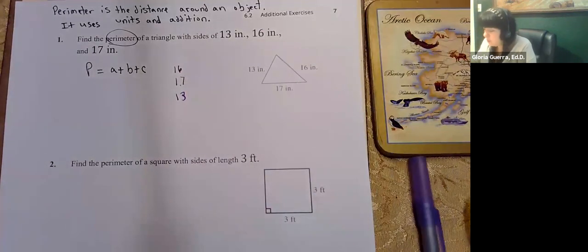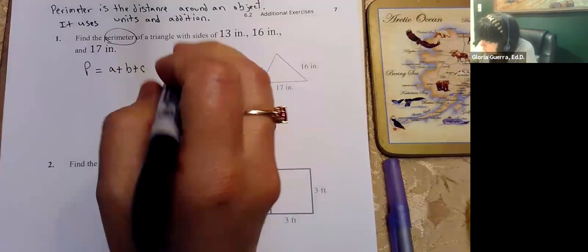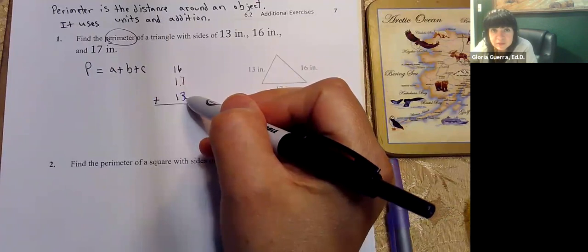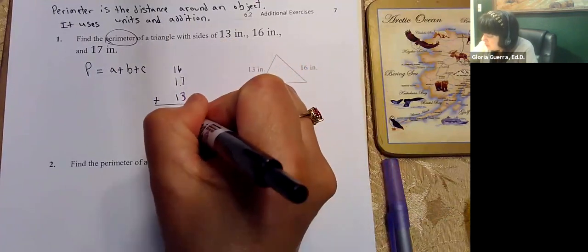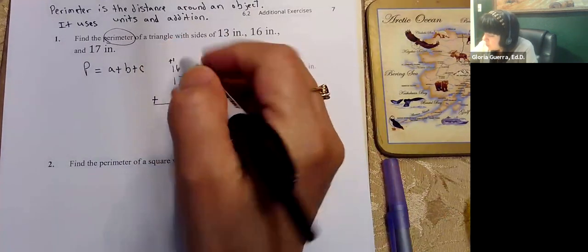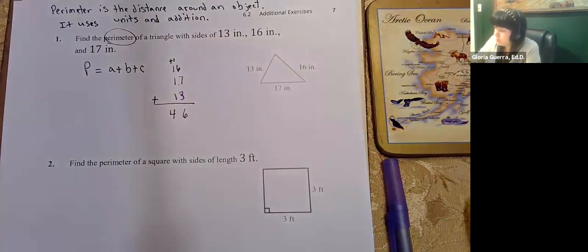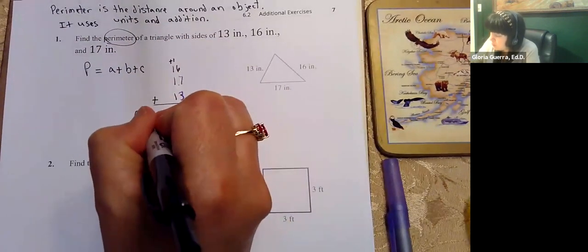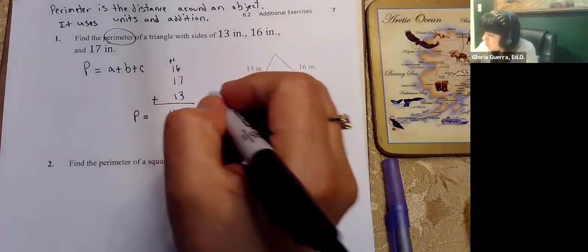If I add these up in a clockwise order, 7 and 3 is 10 plus 6 is 16, carry the 1. And then 1, 2, 3, 4. So it looks like the perimeter is going to be 46 inches. I'll just write that here: P is equal to 46, and these are all inches.